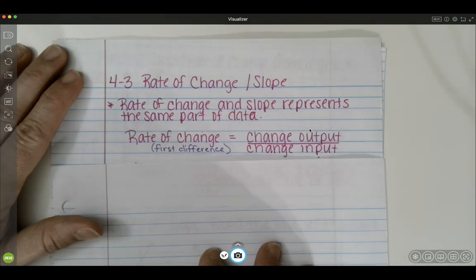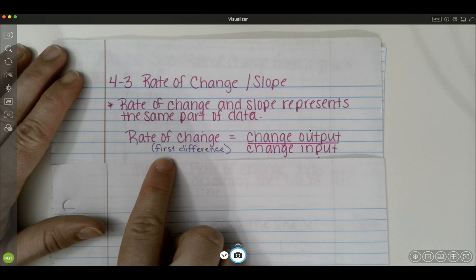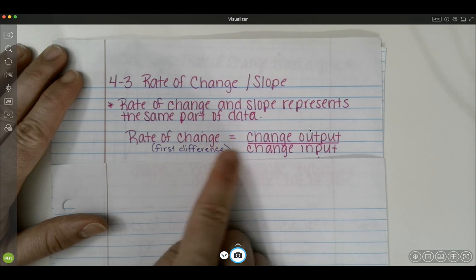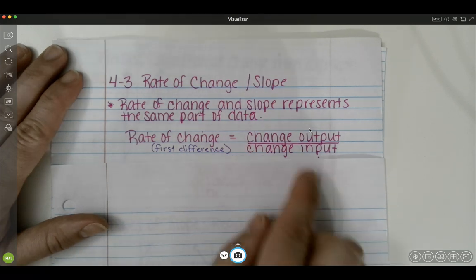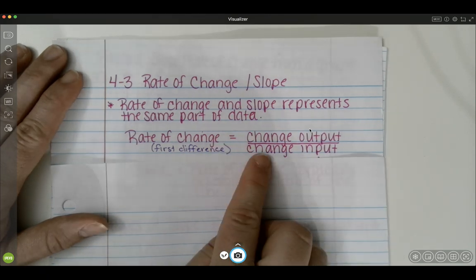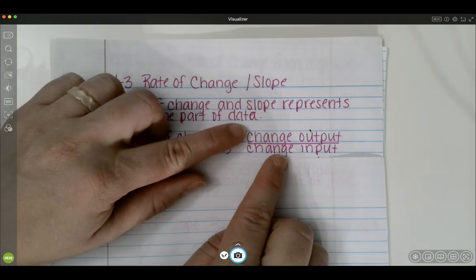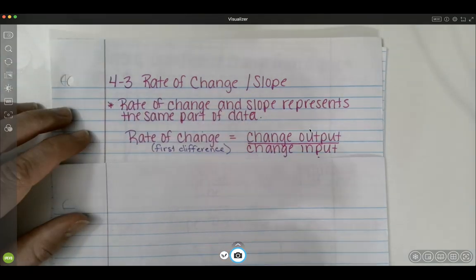Rate of change is that first difference. When we found quadratics and we had to find the second difference, understand that rate of change is finding the first difference. We're finding the change of the output and the change of the input that's taking place. Notice this is written in fraction form. All right, so output over input, and it is written as a fraction.